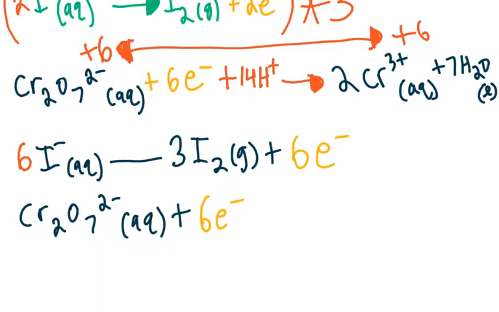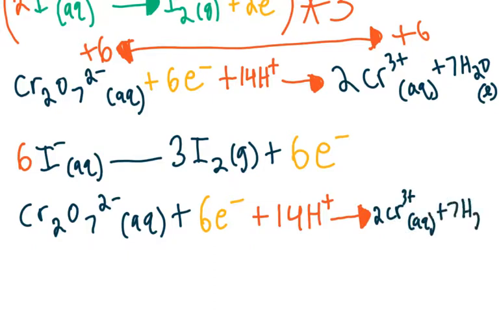And then we're going to have plus our 14 H plus, all right? And then we're going to go here. We'll have to squeeze it in again. We're going to have 2 Cr3 plus, in the aqueous phase, and then 7 water molecules in our liquid phase, okay? And so now you can see the whole goal of balancing these redox reactions, right, is to add them together at the end. So we're at the last stage, right?